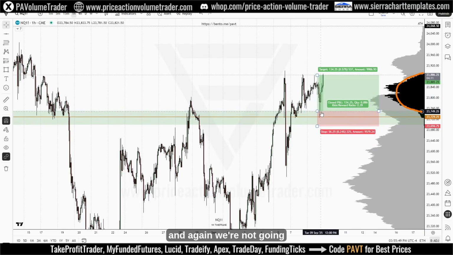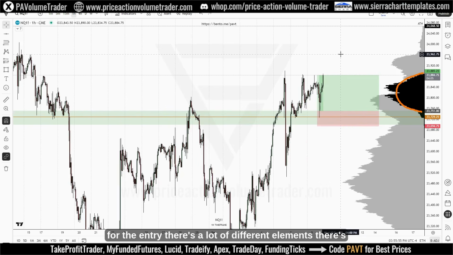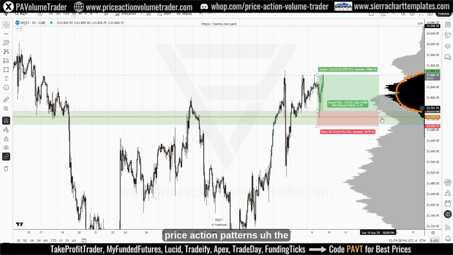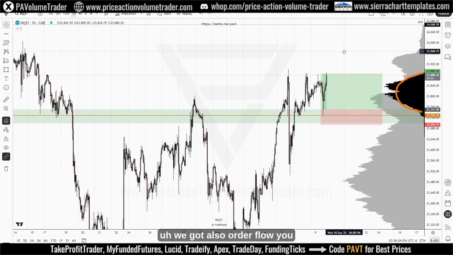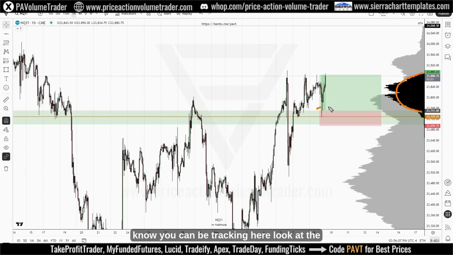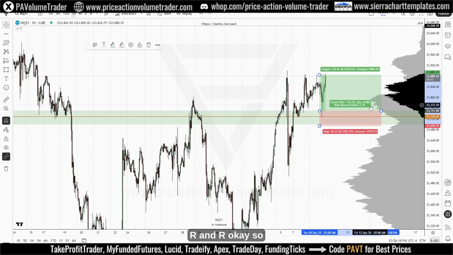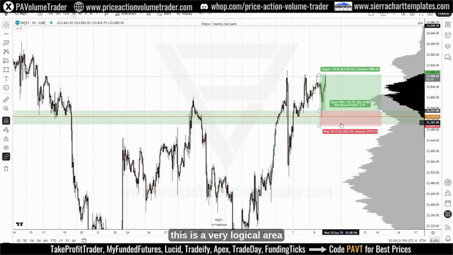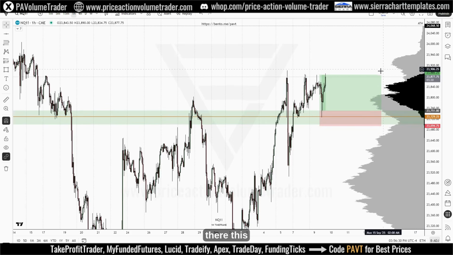And again, we're not going into the nuances of the entry, because for the entry, there's a lot of different elements. There's price action patterns, the high volume node edges. We also have order flow you can be tracking here. Look at the footprint to see if we have absorption, volume profile delta, etc. In this video, we're focusing on the stop losses. And you can see here 2.4 R&R. So this is a very logical area to put our stop losses based on a combination of volume profiles there.